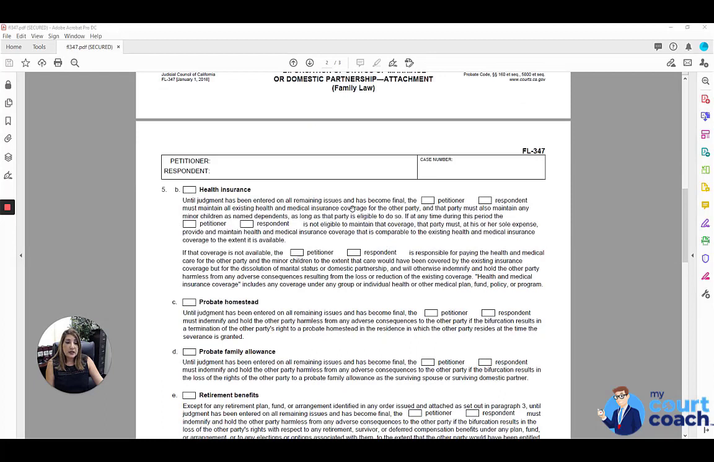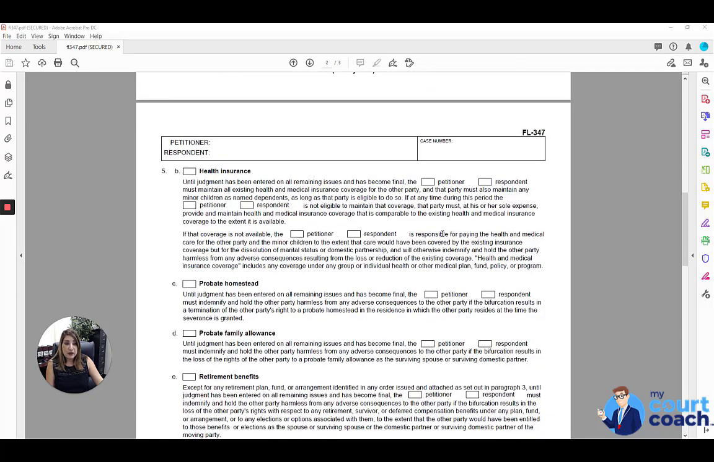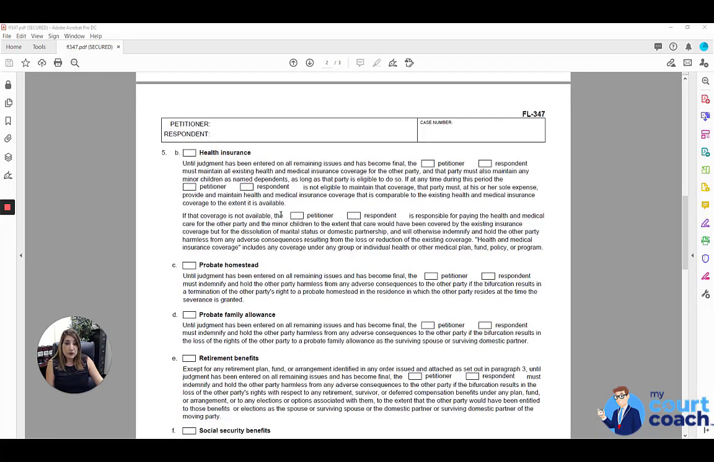With health insurance, you want to list which party has to maintain the existing policy. And again, it should be the same party here. If at any time during this period the petitioner or respondent is not eligible to maintain that coverage, so it would be the same party for both of these, then that party must obtain comparable health insurance coverage so long as it is available. And if it is not available, then the court made an order identifying which party would be responsible for paying for those uncovered health and medical costs to the extent that it would have been covered by the existing insurance plan.